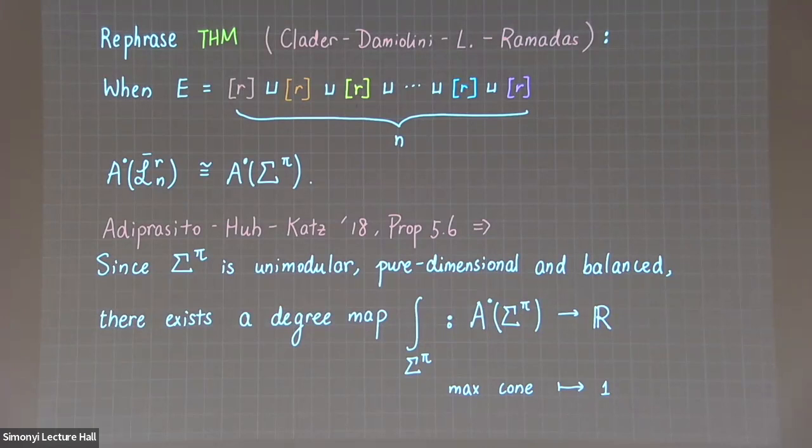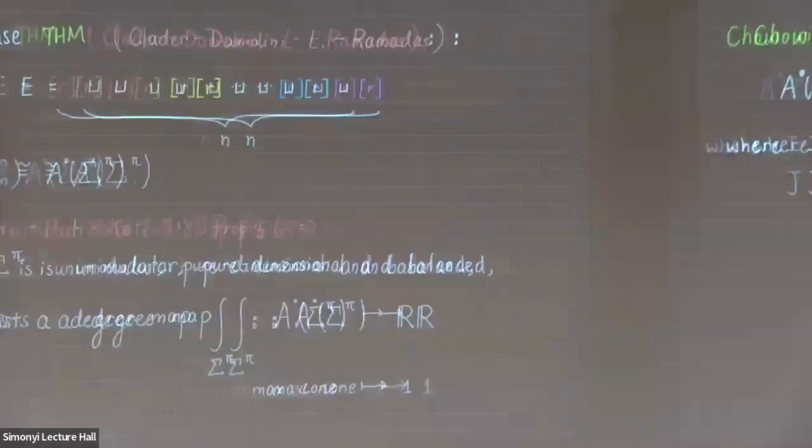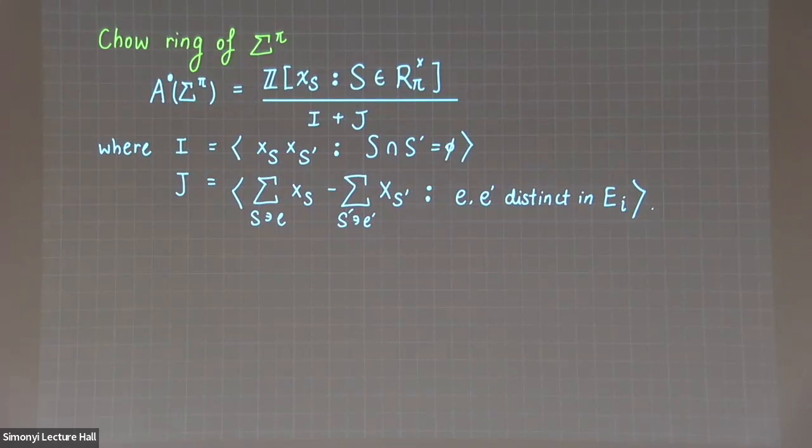And Adiprasito-Huh-Katz, Proposition 5.6, tells me that, first of all, this sigma pi has the structure of a unimodular, pure-dimensional, and balanced fan. So this proposition tells me that there is a degree map from the Chow ring of this toric variety to R, even though this fan may not be complete in general. In our situation, this degree map is given by sending maximal cones to 1. Here is a presentation of sigma pi just using toric geometry.